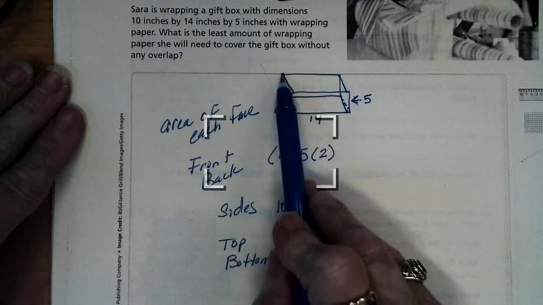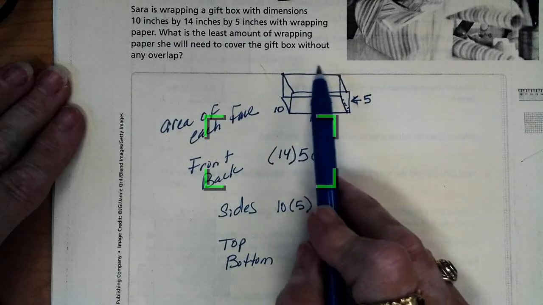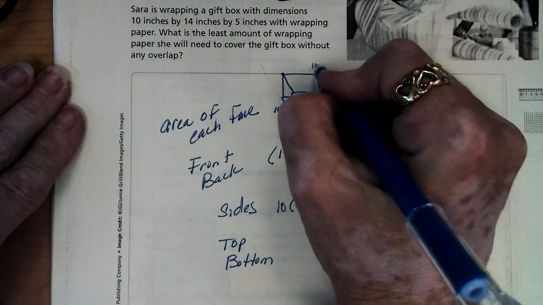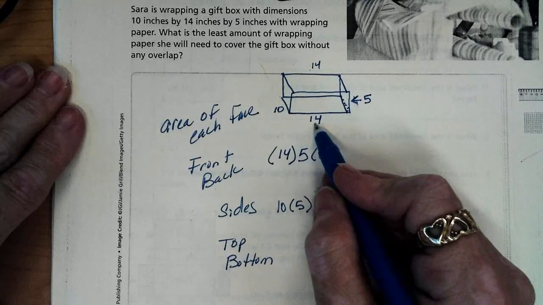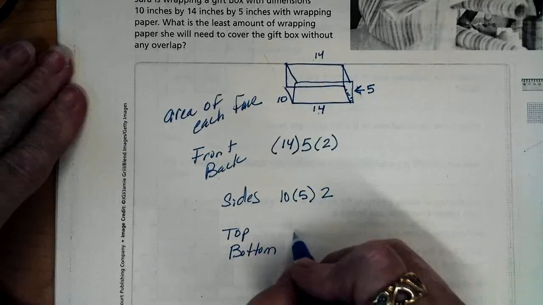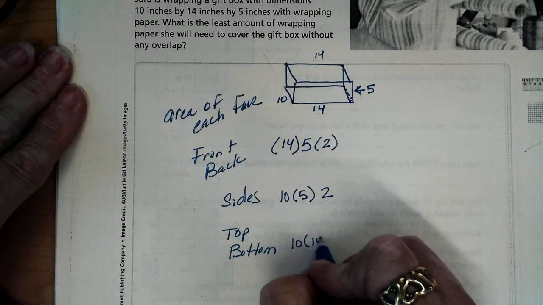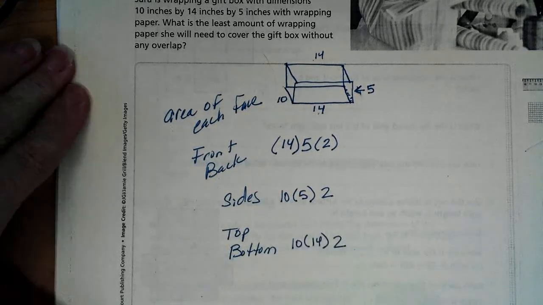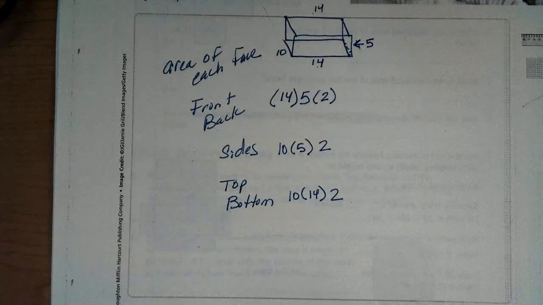And then I've got to look at my top and my bottom. Right? So my top would be a 14, and I know that because of this. And then this dimension here would be a 10. So I would have 10 by 14 times 2 because I have a top and a bottom.